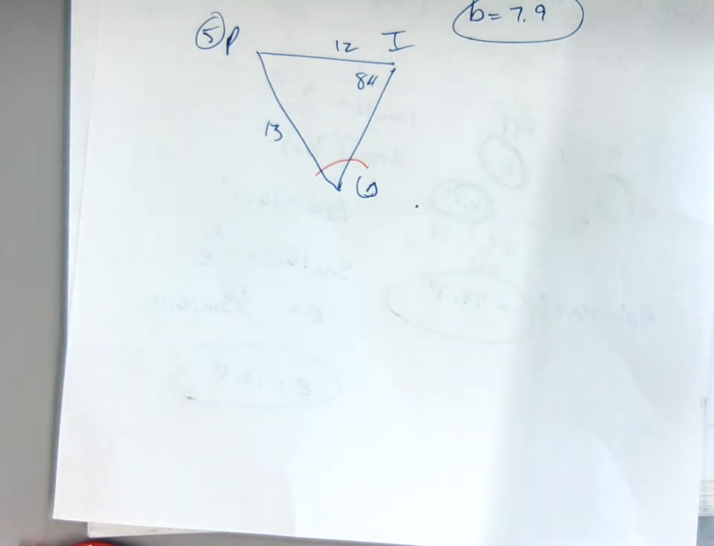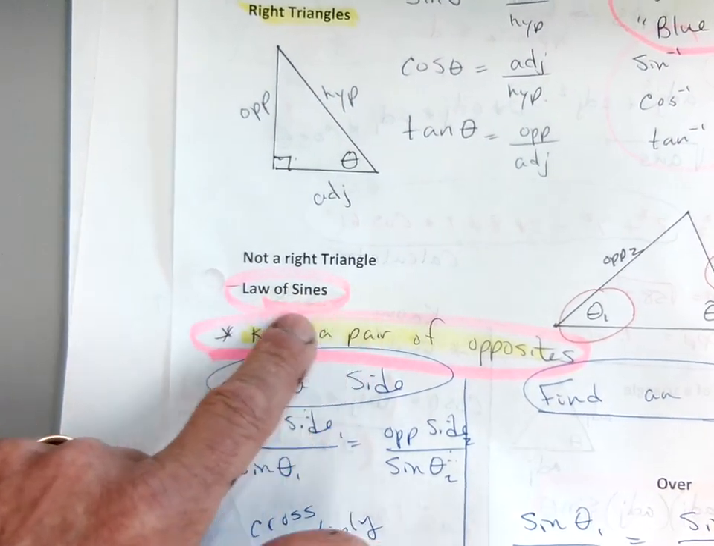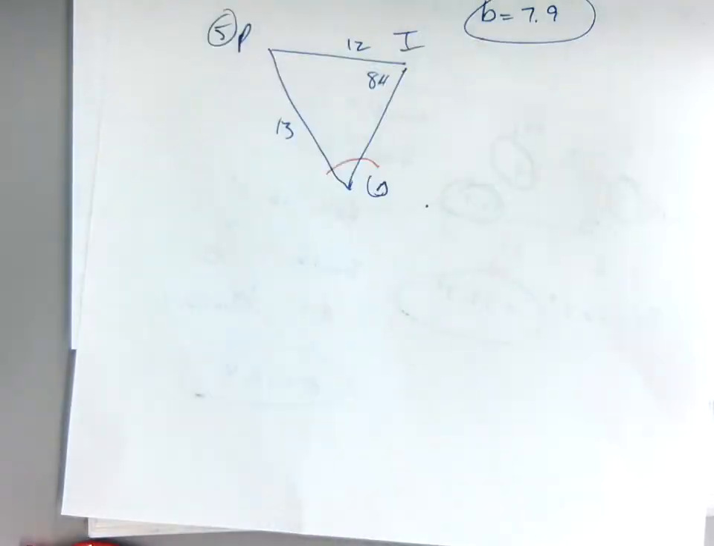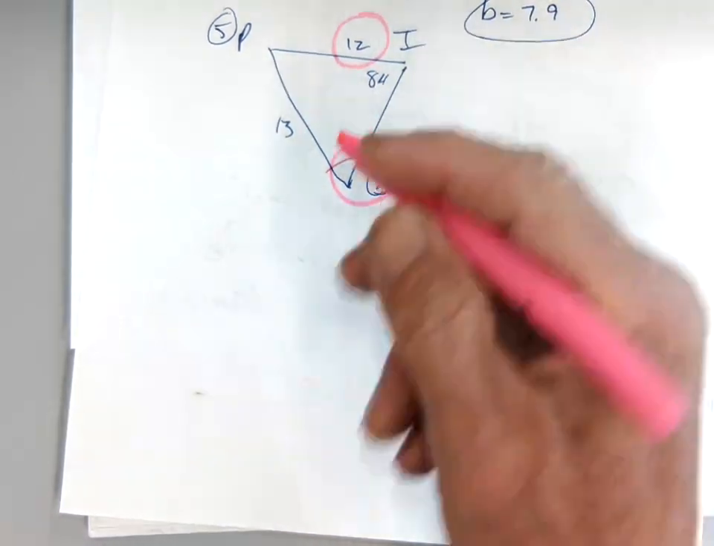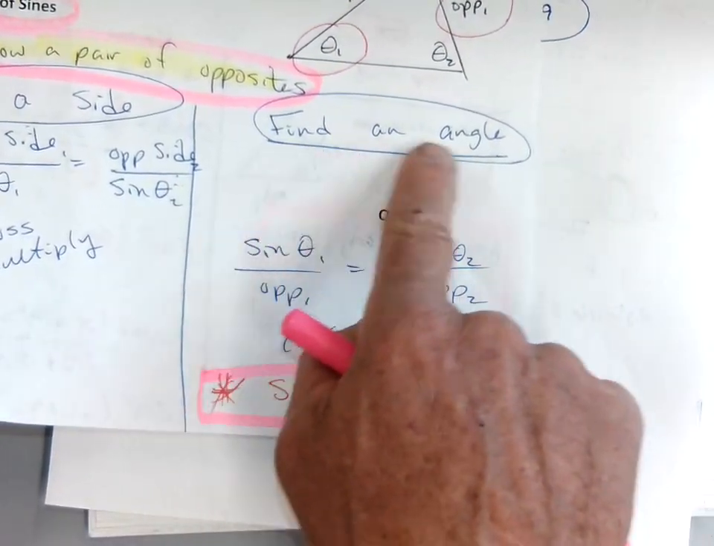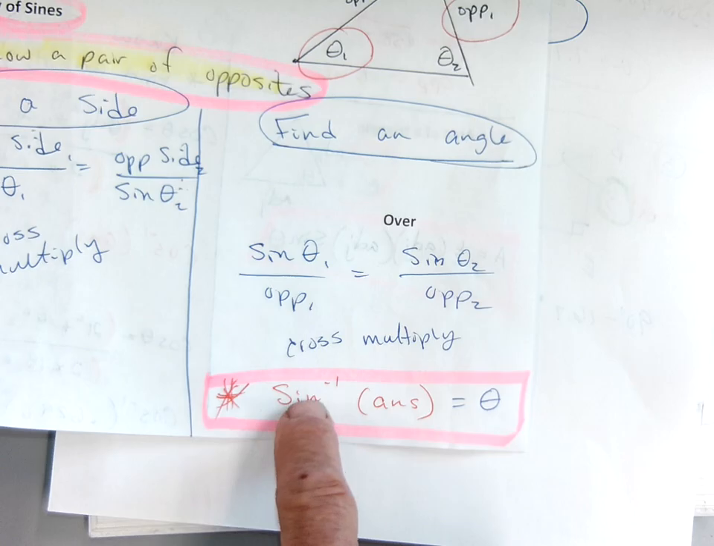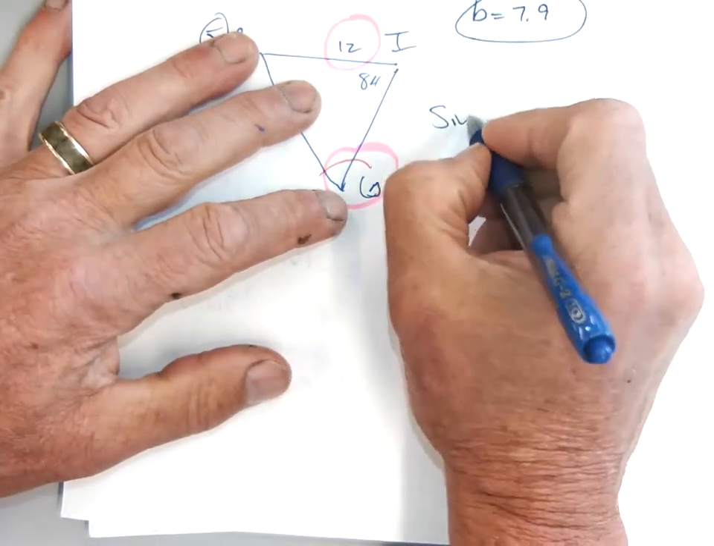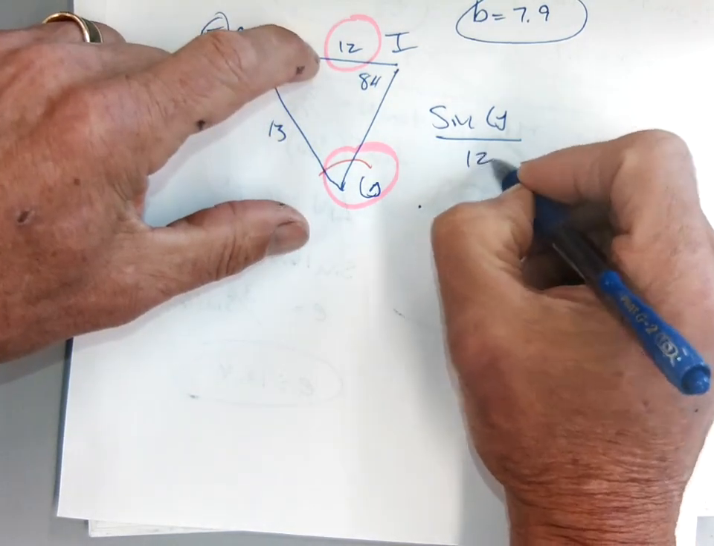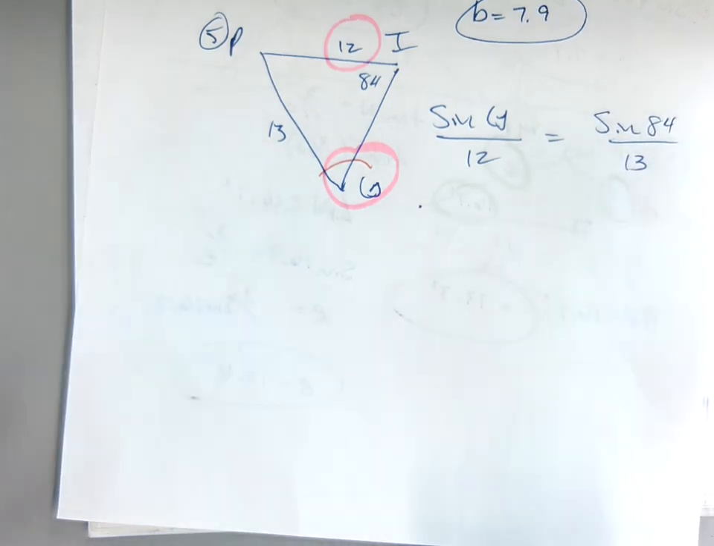So if you want to know how to use your cool notes, is it a right triangle? No. So it's not a right triangle, law of sines. But do you know a pair of opposites? Yes. If you know a pair of opposites and you want to find an angle, my notes has that. I'm going to set it up using the law of sines, but I have to remember to use the sine inverse of the answer. So my notes are pretty good, and we're just going to set up sine of angle G over 12 equals sine of 84 over 13, right?